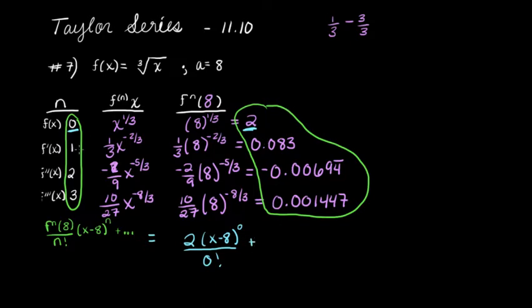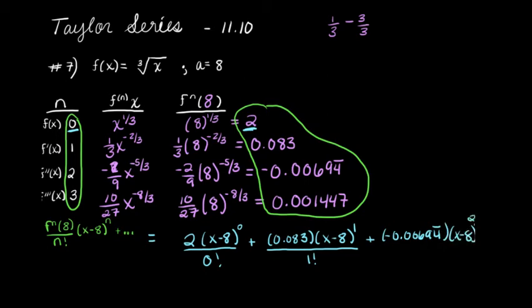Moving on to the next term. So that one's done. Now we're on the second one. So our number is 0.083. That's going to be multiplied by our x minus 8. Now we're moving up to the first power. And then this will be 1 factorial. Now, these two are not required. They obviously will go away, but if you do want to write those out, it can help to visualize this problem a little bit. Moving on to our third term, we have a negative 0.00694 repeating. X minus 8. Now, this is to the second power. This is all going to be over 2 factorial.